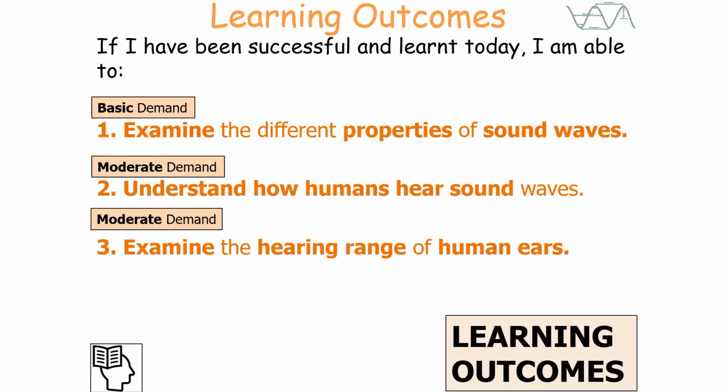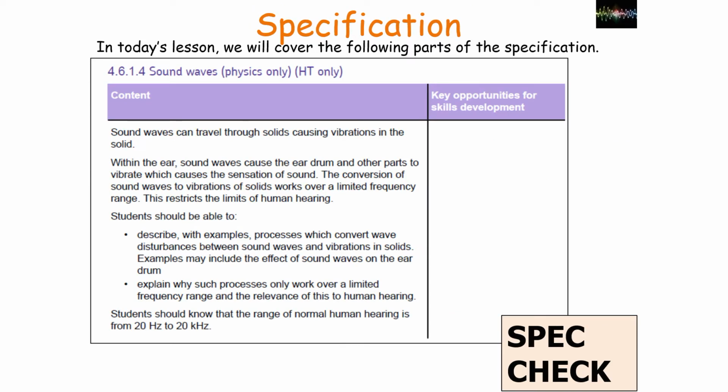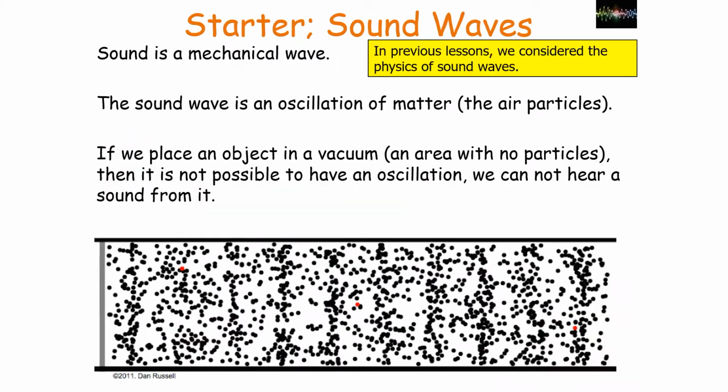If we're successful, we should be able to examine the different properties of sound waves, understand how humans hear sound waves, and examine the hearing range of human ears, which forms part of the GCSE separate science physics topic 4.6.1.4 sound waves, which is part of the waves topic in that particular course. The topic in today's lesson is physics only content, so it's only found on separate science.